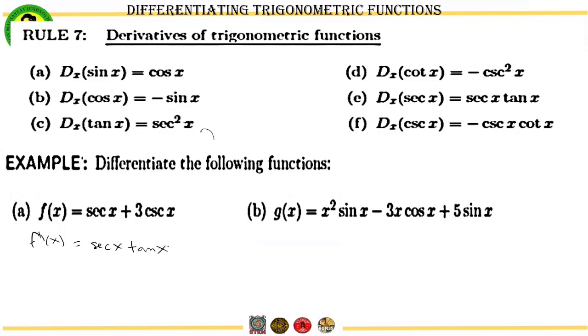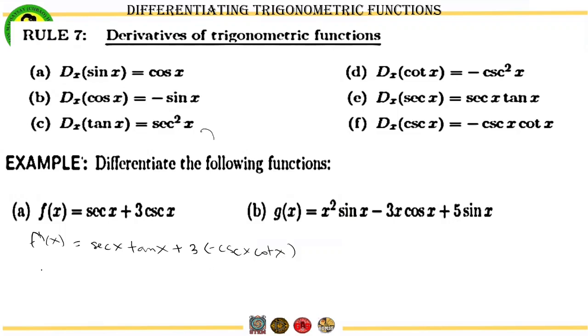Okay, so we're done with the first term. Second term, 3 cosecant x. What is the derivative of cosecant? So this is the constant multiple rule, right? We have a constant, so let's bring out the constant. Then the derivative of cosecant x is negative cosecant x cotangent x.